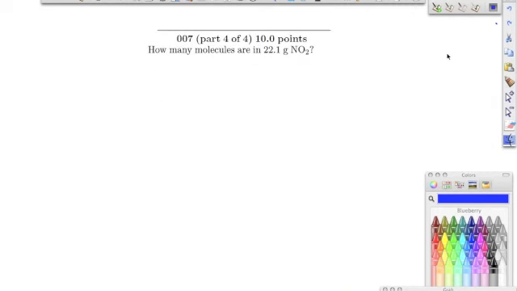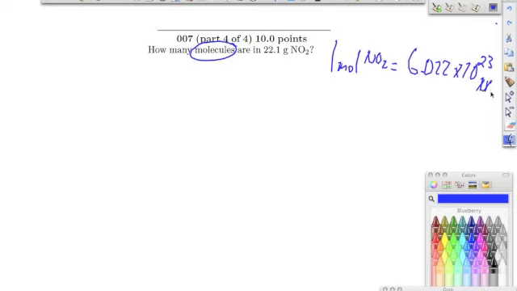Now in number 7 it says how many molecules are in 22.1 grams of nitrogen dioxide. This one's a little bit more complicated, so we're looking for molecules, so we know we're going to use a conversion factor. 1 mole of nitrogen dioxide equals 6.022 times 10 to the 23rd, and that would be molecules of nitrogen dioxide. But we see that we are starting in grams.